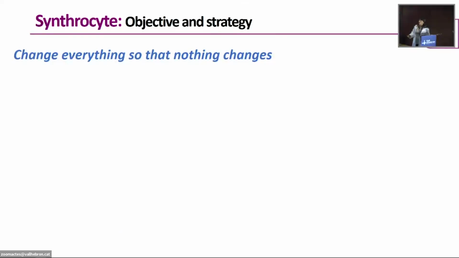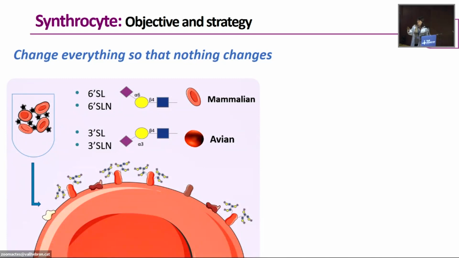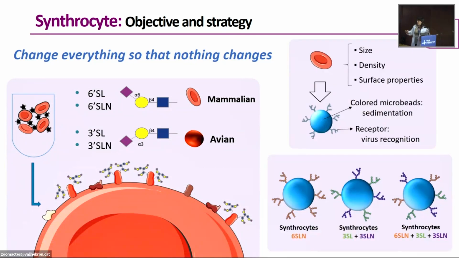We decided that the only way was to change everything, not to change nothing. What does the virus detect in these red blood cells? It detects the polysaccharides on the surface, specifically sialic acids. This is a type of sugar. What we have been doing over the last years, since 2018, hasn't been easy, not as easy as it may look in the pictures.